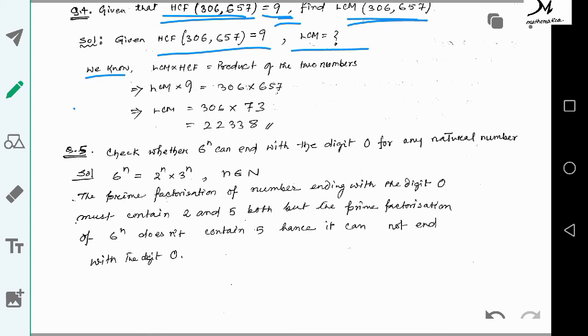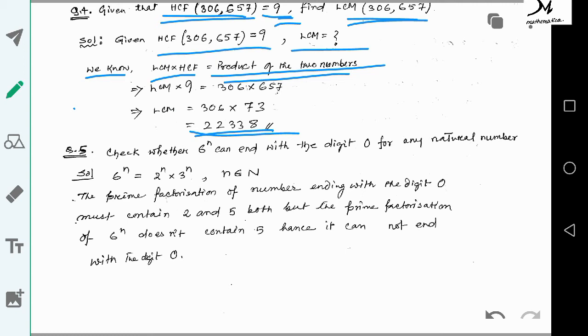Then we know that LCM into HCF is equal to the product of the two numbers. So now put the value of HCF in this relation, and the product of the two numbers means 306 into 657. Therefore LCM will be the product of the two numbers divided by 9. If you divide both sides by 9, then you will get 73 here. So 73 into 306 gives 22,338. This is our answer.